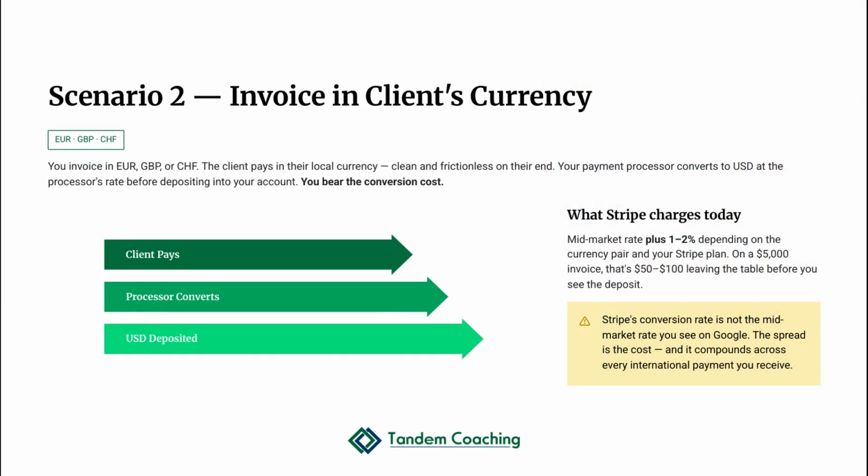Scenario 2 puts the FX cost on you at the processor's rate, which is usually better than the client's bank rate. You invoice in the client's currency, EUR, GBP, CHF. The client pays in their own currency from their own card with no bank-side conversion happening. The processor converts the received amount to USD at the processor's rate before depositing into your business checking account.